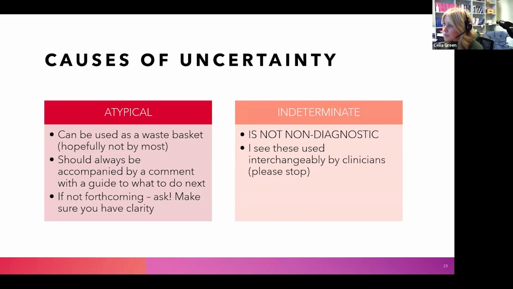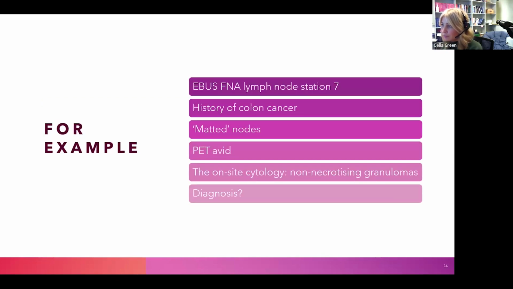And then the other one is indeterminate. I always see follow-up forms and they say previous biopsy non-diagnostic, and I look on the system, it was indeterminate. It's not the same thing. And I see this used interchangeably. So understanding your report and understanding what we're conveying by indeterminate is really important. What we're saying is there's a process here. It could be reactive or it could be neoplastic, and we need something else to help us figure that out.